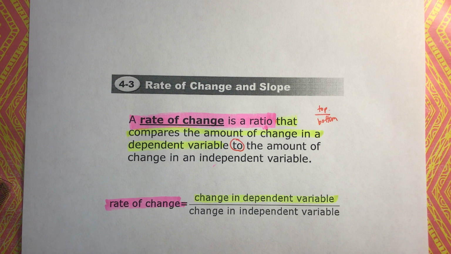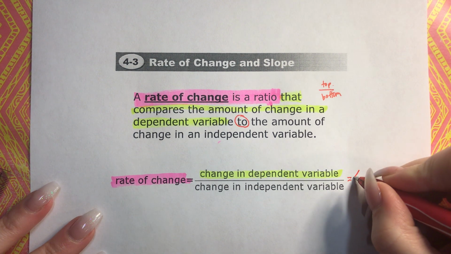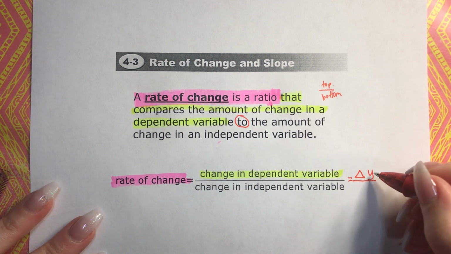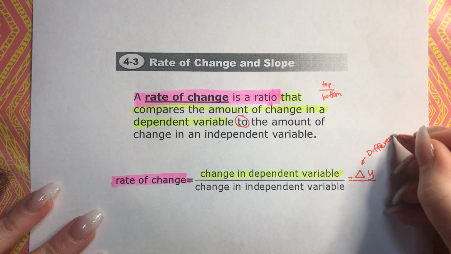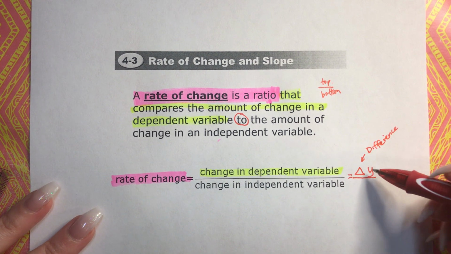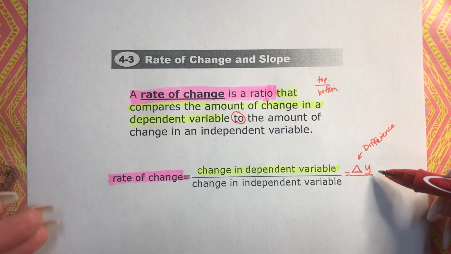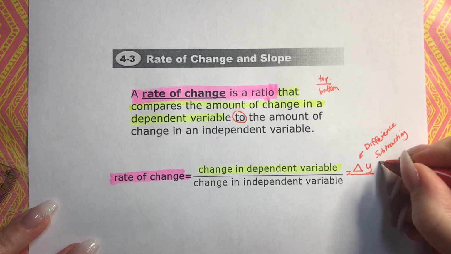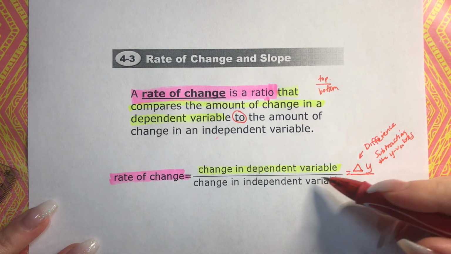And what is a dependent variable? In mathematics, they use these lovely words. Change is a triangle, and the dependent variable is y. So it's the change in y, or really the difference of the y values. You're going to have two y values and find the difference, which means you're going to be subtracting the y values. That's what change in the dependent variable means.